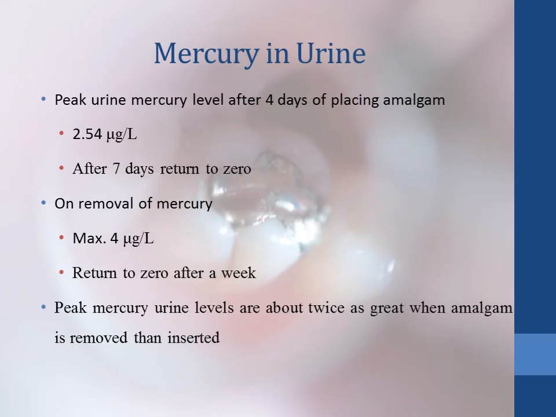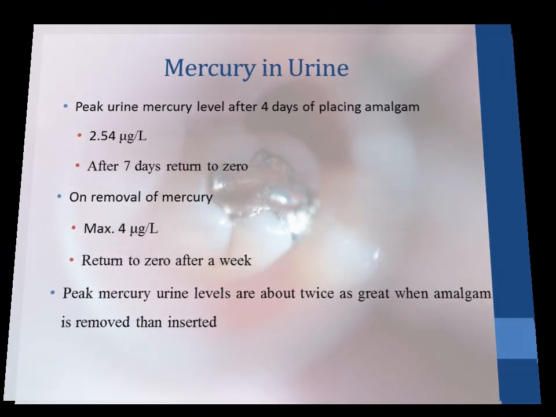It was seen that the peak urine mercury level after 4 days of placing an amalgam filling was 2.54 micrograms per liter, and after 7 days it returned to zero. On removal, the maximum was 4 micrograms per liter and returned to zero after a week. Peak mercury urine levels are about twice as great when amalgam is removed than inserted. So removing an old amalgam filling also causes the release of mercury.